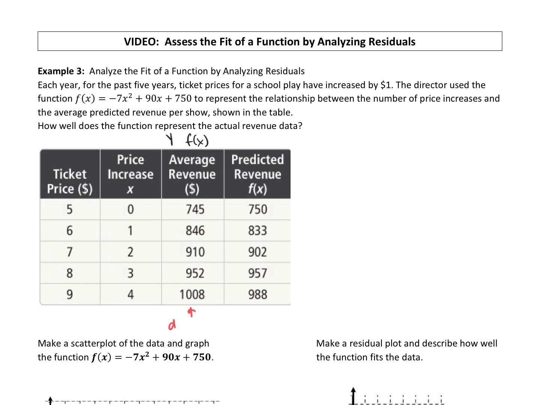We would call these the data values. So this was actually recorded. This is recorded data right here. And then the predicted revenue is coming from the function right here. So it's the predicted values found by using f of x.